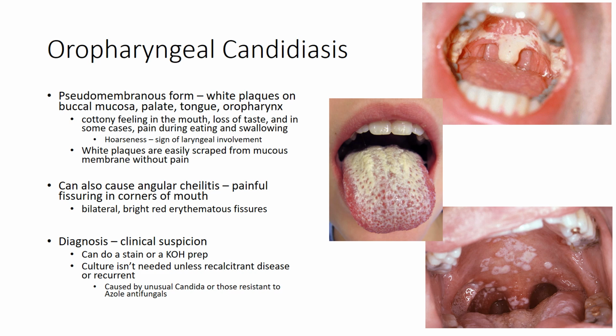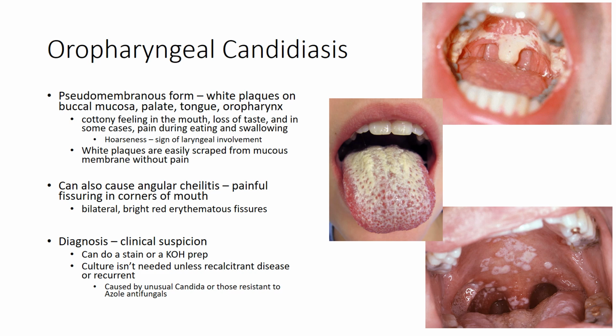So these are a couple of pictures of what oropharyngeal candidiasis looks like. And again, I'm pretty sure you've seen these pictures before when you talked about the inhaled corticosteroids. The type that we're going to talk about is the pseudomembranous form, which is those white plaques on the buccal mucosa, on the tongue, or on the palate or oropharynx. They can lead to a cottony feeling in the mouth. They can lead to a loss of taste, and sometimes, rarely, they can cause pain during eating and swallowing.